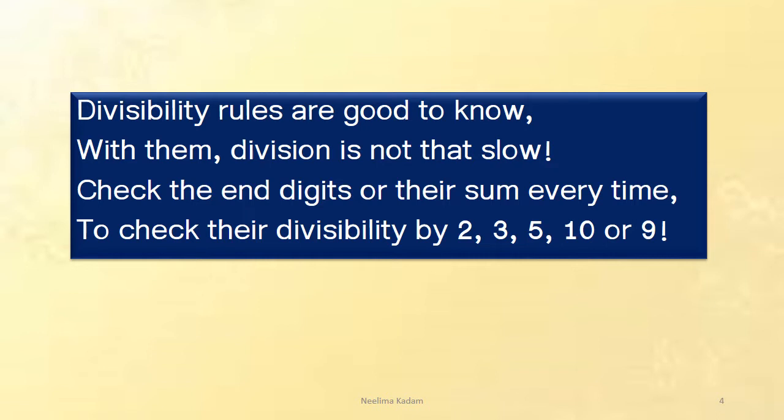Now what are those rules? Check the end digits or their sum every time. You either check the end digits or the sum of the digits in that number, and with only these 2 rules, that is checking the end digits and making the sum of the digits in the number, we can check divisibility by 2, 3, 5, 10 or 9. So dear friends, it is so easy and so simple, right?